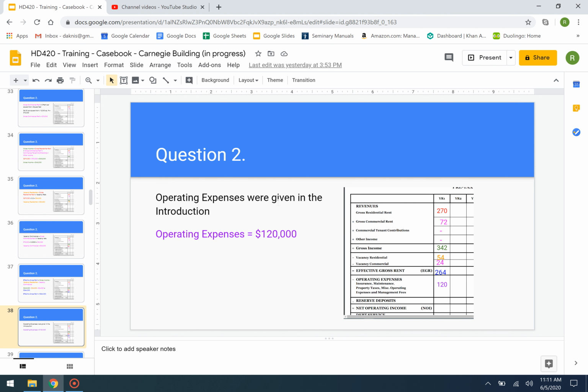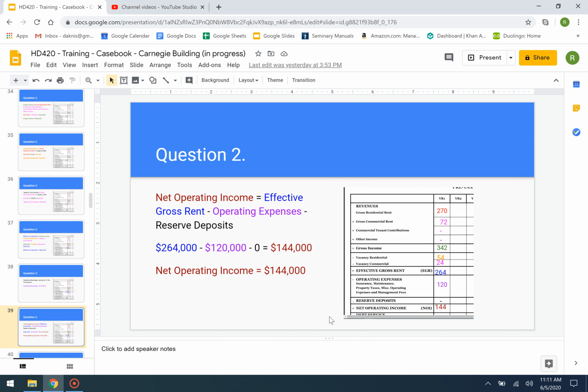Now our operating expenses were given in the introduction, again $120,000. That gets plugged in right there. Our net operating income, again one of the most important numbers you'll ever do in this whole thing. You take your effective gross rent, you minus your operating expenses and any reserve deposits. We don't have any reserve deposits, so we put a little dash there. But we get our $264,000 minus $120,000 for $144,000 net operating income, which gets plugged in right there.